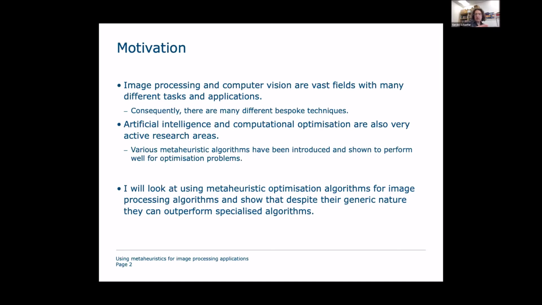So I will try to bridge the gap between them and show that we can use metaheuristic optimization techniques for some image processing applications. And one of the advantages that we've got with these generic metaheuristic optimization techniques is that they are essentially not specific. So we need to define what we're after. And if we can do that, then we can essentially use one of those algorithms. And that makes it quite convenient.